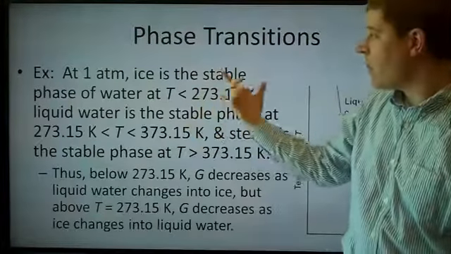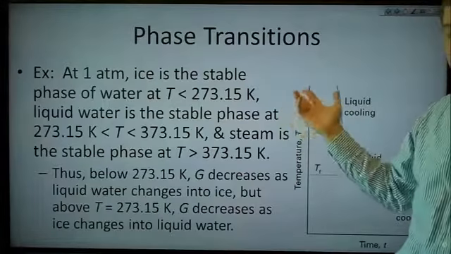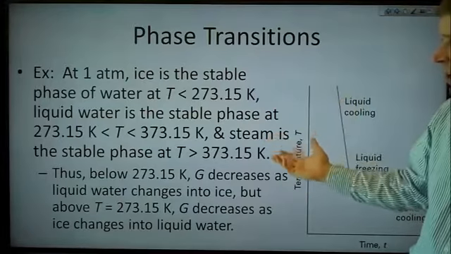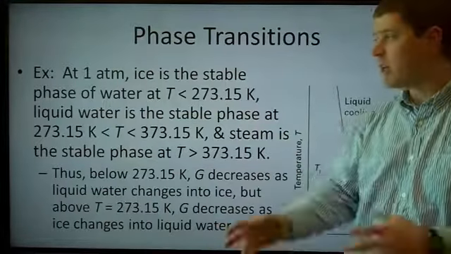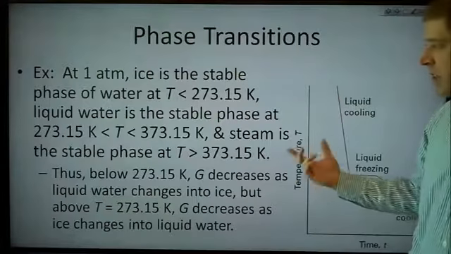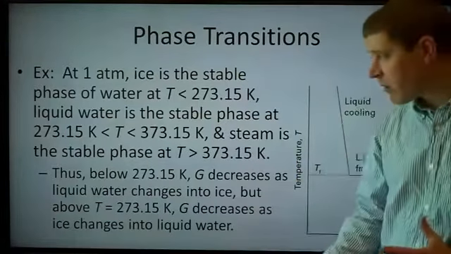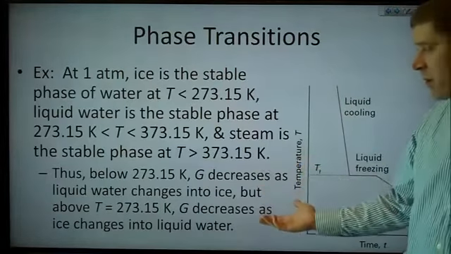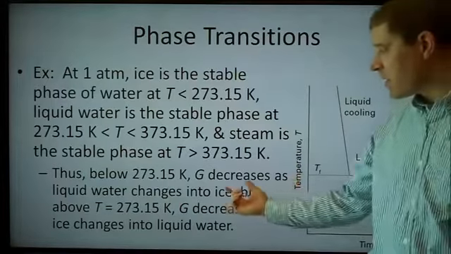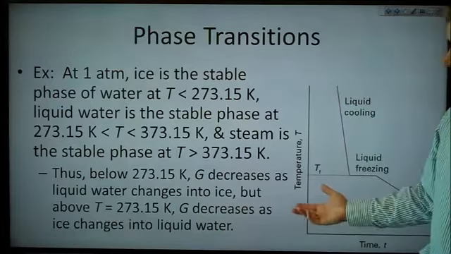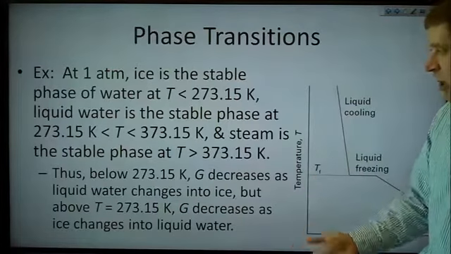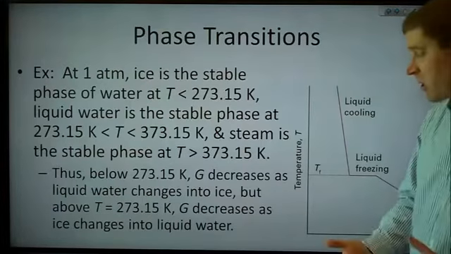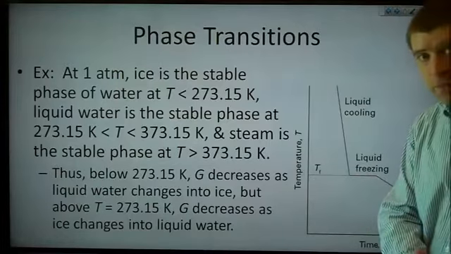So here's an example. At 1 atmosphere, ice is the stable phase of water at temperatures below 273.15 Kelvin. And then liquid water is a stable phase between 273.15 Kelvin and 373.15 Kelvin. And steam is the stable phase at temperatures above 373. So if we're looking at temperatures below 273 Kelvin, then it must be that the Gibbs energy decreases as liquid water changes into ice, but above 273.15 Kelvin, the Gibbs energy must decrease as ice changes into liquid water.